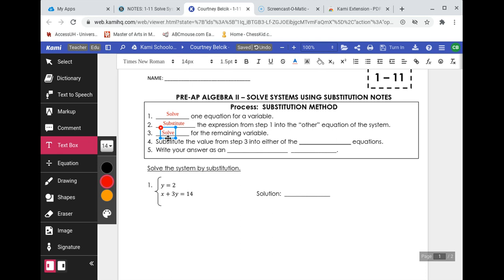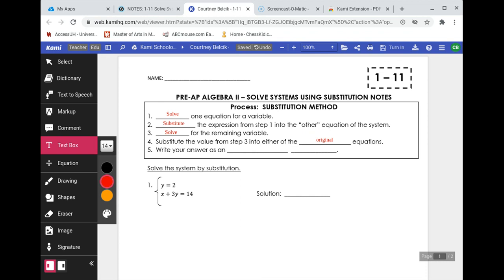At this point, you should have one variable solved for. Usually you have x and y in a system, so you'll have either x equals something or you'll have y equals something. Once you have that value, you want to substitute the value from step 3 into either of the original equations. Either of the original equations will work. Usually, again, there is an easier one to use, but it's just your preference.